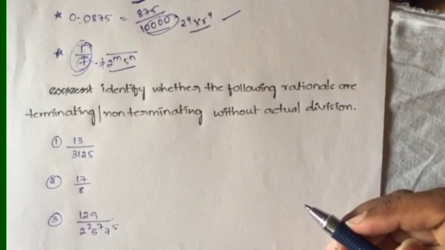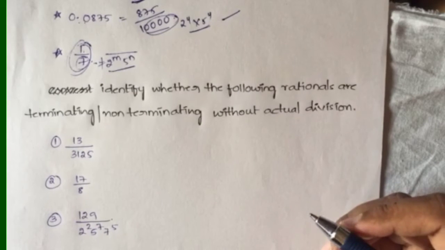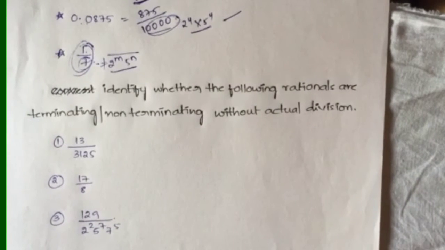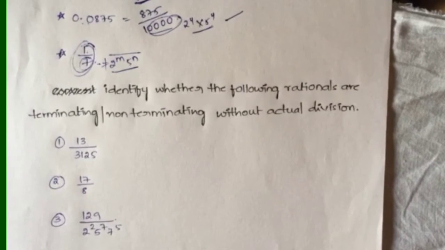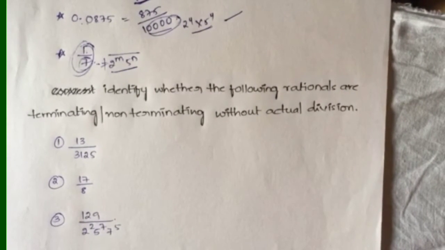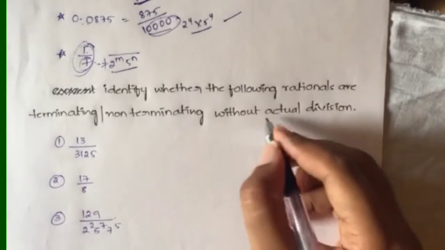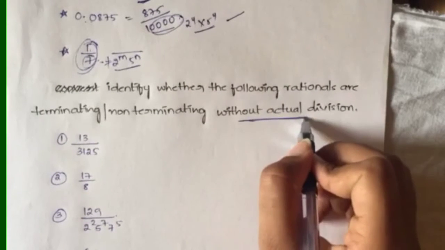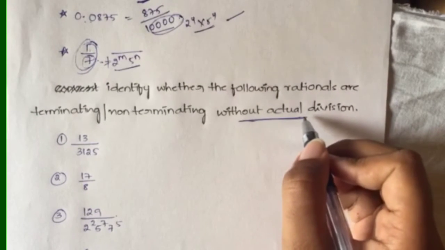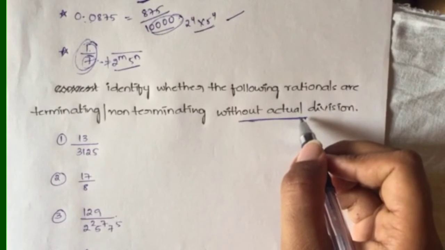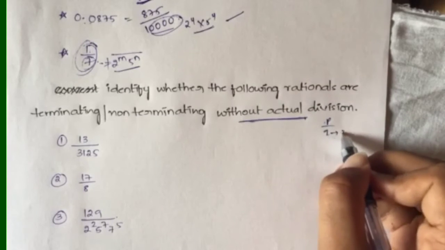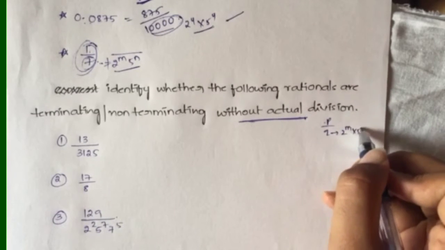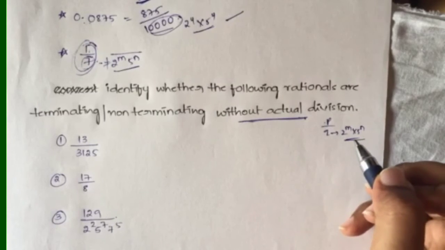So whenever you are asked to find out whether they are terminating or non-terminating in your previous grades, you divided them, and when you divide it, if you are able to end that, then you said it is terminating, and if you are not able to end, you said it is non-terminating. But here this question is asking us to find out without performing actual division. You are not supposed to perform the division. So without performing division, how can you say whether it is terminating or non-terminating? By using our theorem, p by q, and q should be expressed in the form of 2 power m into 5 power n. Clear? Now let us check.